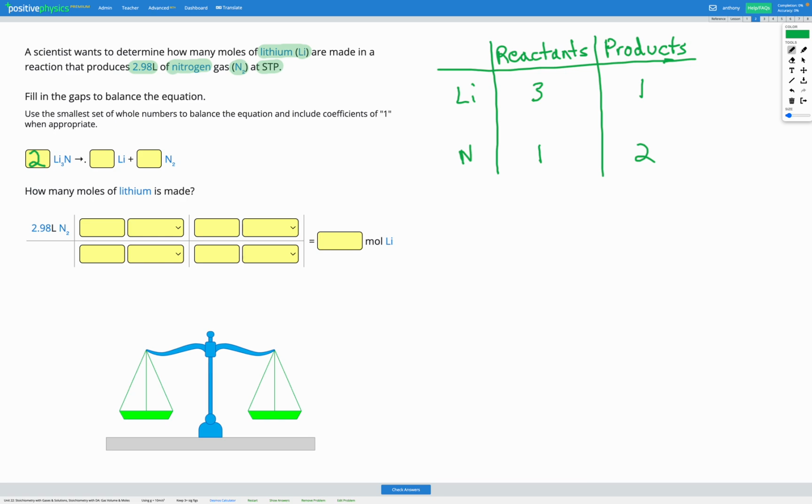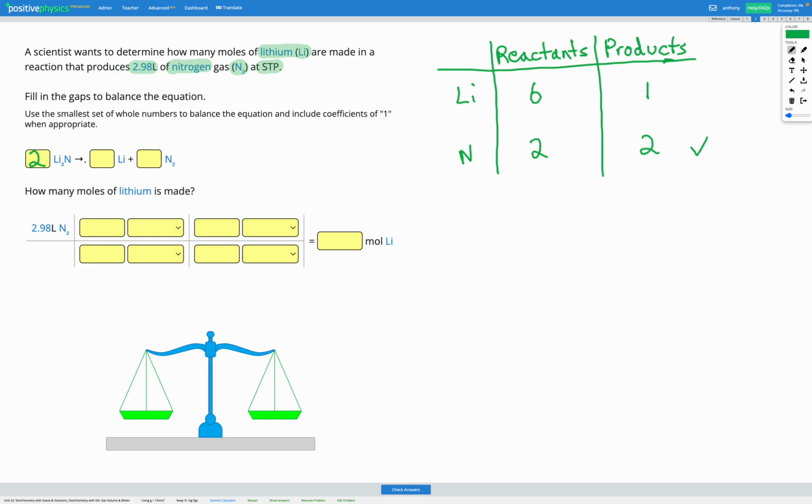And I'm going to recalculate and see if that did what it needed to do to balance my equation. So now I have 2 sets of Li3. So I've got 6 lithiums in the reactants and 2 sets of N, so 2 nitrogens in the reactants. In the products, I have 1 lithium and I have 2 nitrogen. So nitrogen is now balanced, but I need more lithium in the products. Right now I have 1, but I need 6.